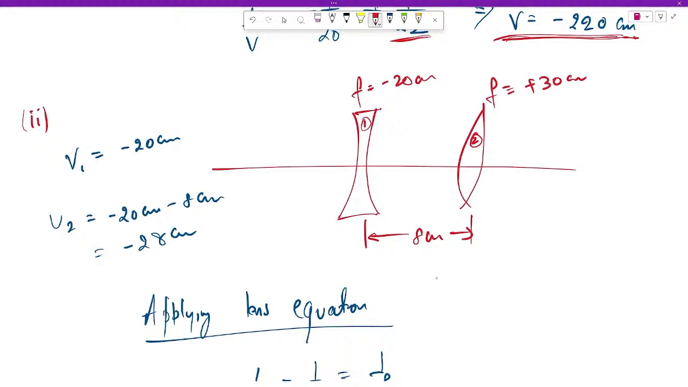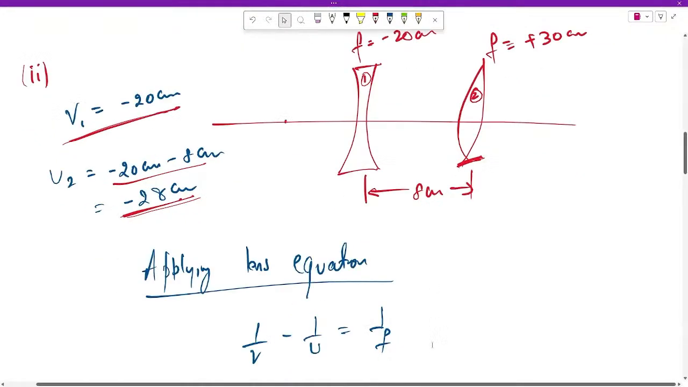So here v1 would be equal to minus f, because when the incident ray is there, it will virtually tend to form an image in front of the concave lens at 20 centimeter, equal to its focal length. Now we can treat this image as a virtual object for this convex lens. So u2 would be equal to this 20 centimeter plus this 8 centimeter distance. So the total value of u2 would be minus 28 centimeter with sign convention.